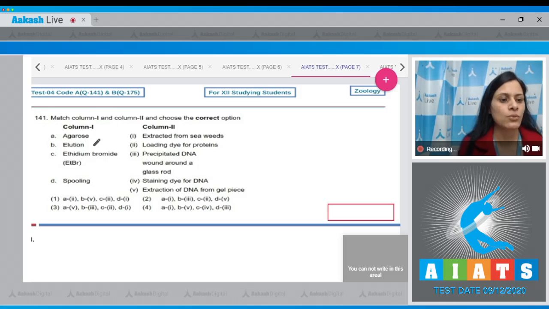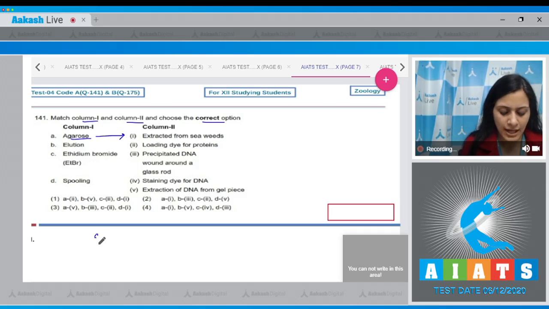Question number 141. Match column 1 and column 2 and choose the correct option. In column 1, the very first option given is agarose. And as agarose is extracted from seaweeds, so A in column 1 goes with first option in column 2. The next option in column 1 is elution. And as elution is extraction of DNA from gel piece, so B in column 1 goes with fifth option in column 2.